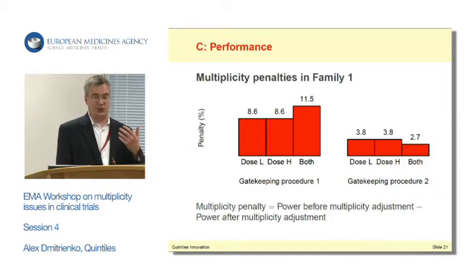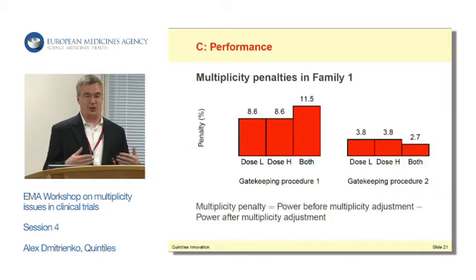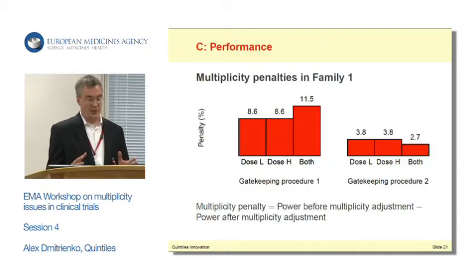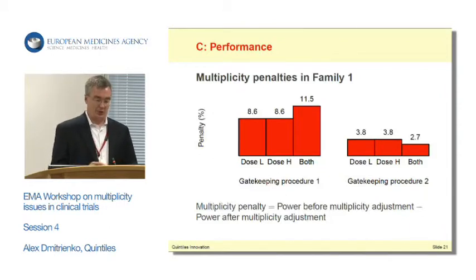And if the sponsor is interested in demonstrating significance at both dose levels, then we're losing more than 11 percentage points in terms of power. On the right-hand side, with the Hochberg-based procedure, the results obviously look a lot more attractive. With each individual dose compared to placebo, the loss is only 4 percentage points. And when you look at the rightmost column here, which is labeled both, which is again the probability of finding a significant effect at both dose levels.